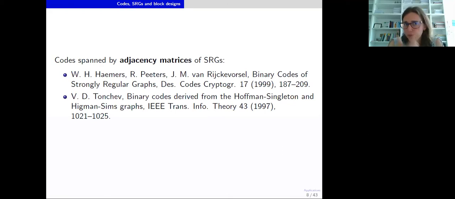So what is actually described here? Here is described how you can use adjacency matrices to obtain codes. How you just expand the linear code with the columns of adjacency matrices of strongly regular graphs, and you can obtain very nice codes. In these two papers, binary codes were studied.